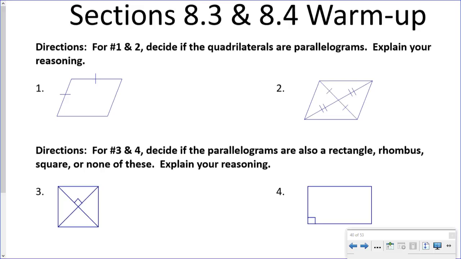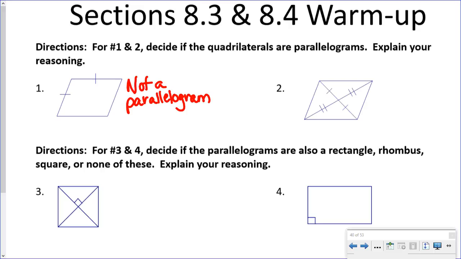If opposite angles are congruent, then it's a parallelogram. If diagonals bisect each other, it's a parallelogram. And then the one that was kind of new was if one pair of opposite sides were both parallel and congruent. Okay, so we're proving if these are parallelograms. So number 1, you should have said no, or not a parallelogram, because we don't have any of those 5 things I just showed you.